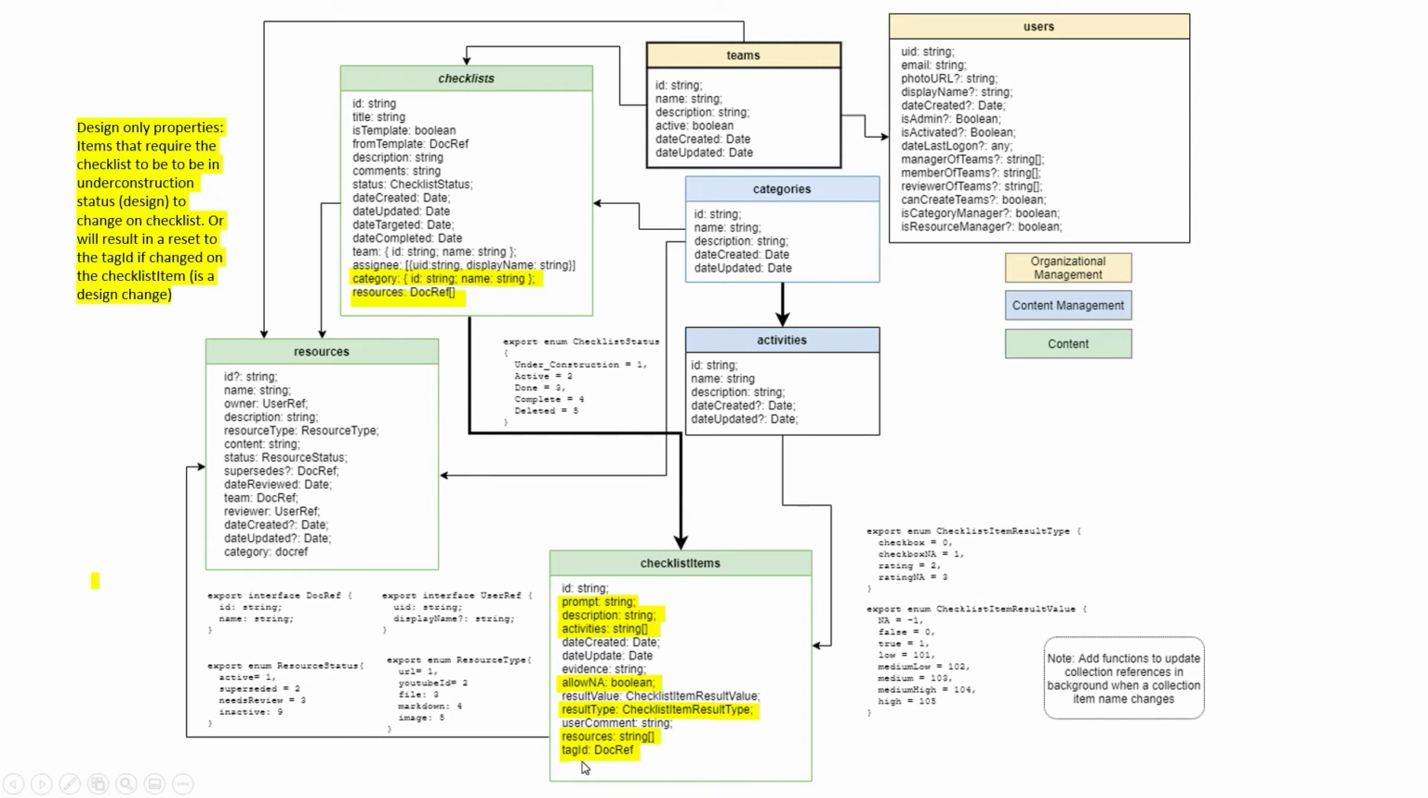Checklist items are going to be a little different. They're going to have activities that are associated with checklist items. Again, this is for metrics, so you can report across checklist item results for things that have the same activity. Another thing it has in here is this tag ID.